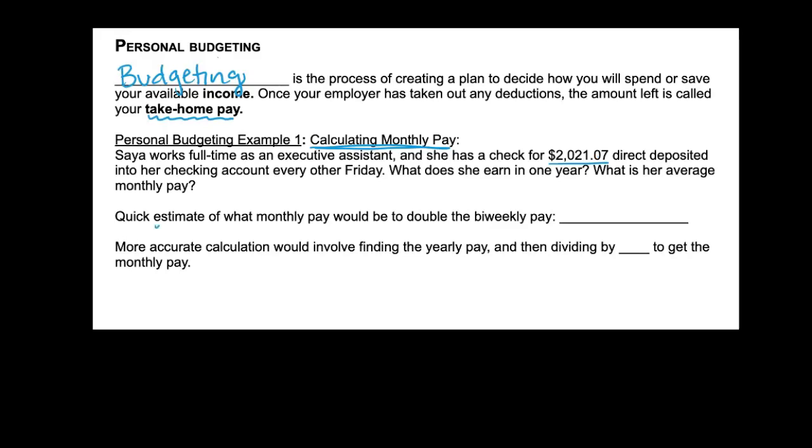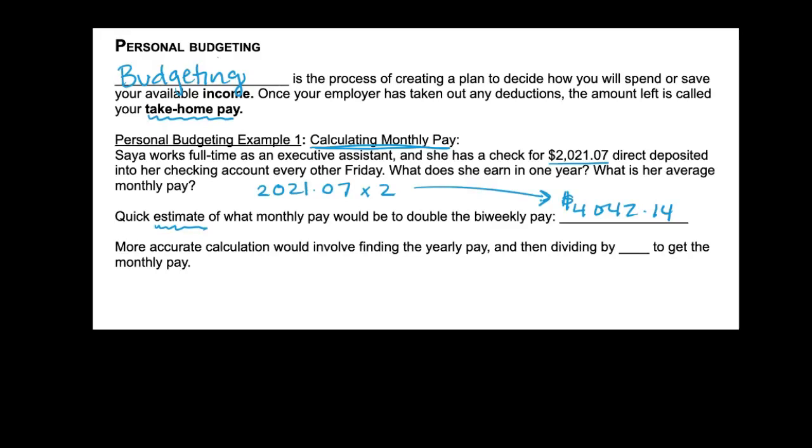A quick estimate of her monthly pay would be to just double her biweekly pay. So if she makes $2,021.07 every other Friday, we could just multiply that by 2, and that's a quick estimate of what she would get every month. I'm saying this is an estimate because every month has a different number of weeks and days. If all of our months were the exact same length, then this would be an exact number. But since our months are not always the same length, it's an estimate because some months have more weeks than others.